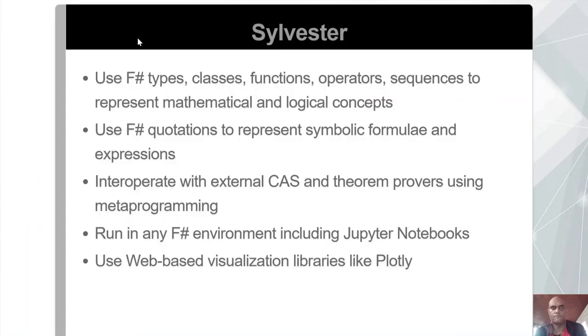So what we saw basically we can do with Sylvester is we can use F# types, classes, functions, operators, sequences, and other syntactic features to represent these mathematical and logical concepts. We can use F# quotations to represent symbolic formulae and expressions and have access to the symbolic structure of functions and expressions. And we can interoperate with external programs like Maxima and Z3 using metaprogramming. We can run this in any F# environment, whether it's an IDE like Visual Studio Code or Jupyter Notebook. And later on, we'll see how we can use visualization libraries to actually visualize some things like functions.